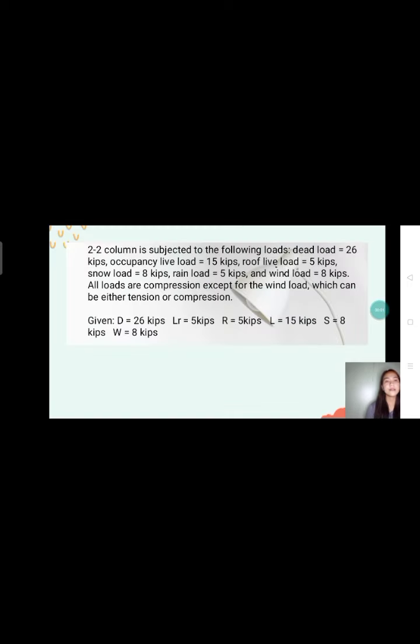Next, number 2. A column is subjected to the following loads. Dead load is equal to 26 kips. Occupancy live load is equal to 15 kips. Roof live load is equal to 5 kips. Snow load is equal to 8 kips. Rain load is equal to 5 kips. And wind load is equal to 8 kips. All loads are compression except for the wind load, which can be either tension or compression. So these are the givens.